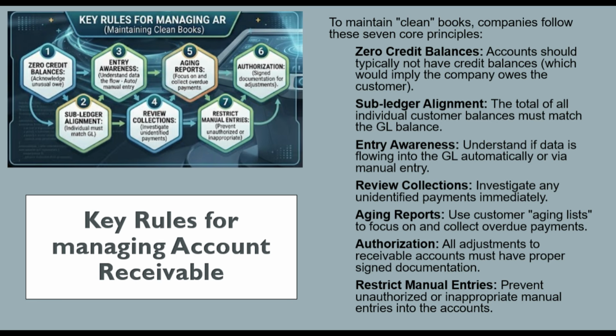6. Authorization. No one should be allowed to change a customer's balance, like giving a discount or deleting a bill, without a signed permission slip or document. 7. Restrict manual entries. To prevent fraud or simple errors, only a few trusted people should be allowed to type numbers into the system by hand. Summary. These rules are all about accuracy and honesty. By following them, a business makes sure it doesn't lose money or report the wrong numbers to the bank.